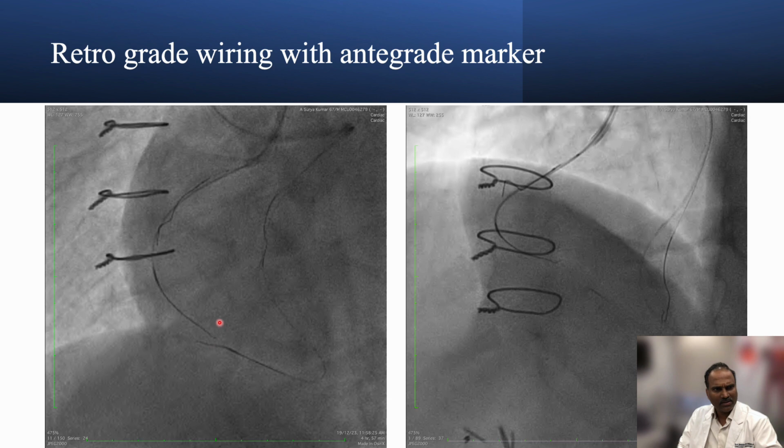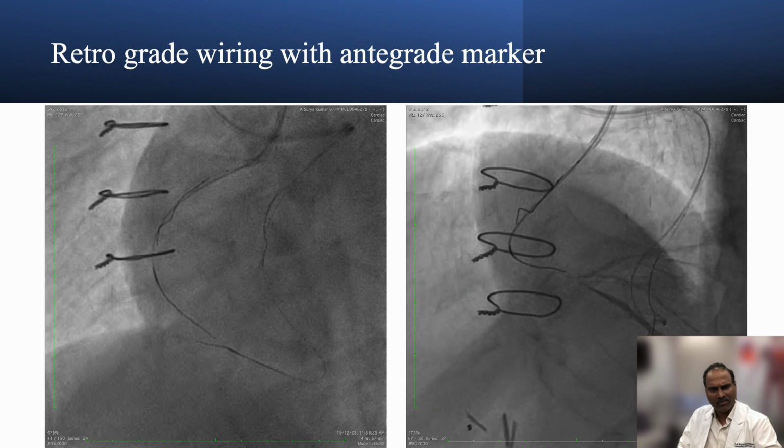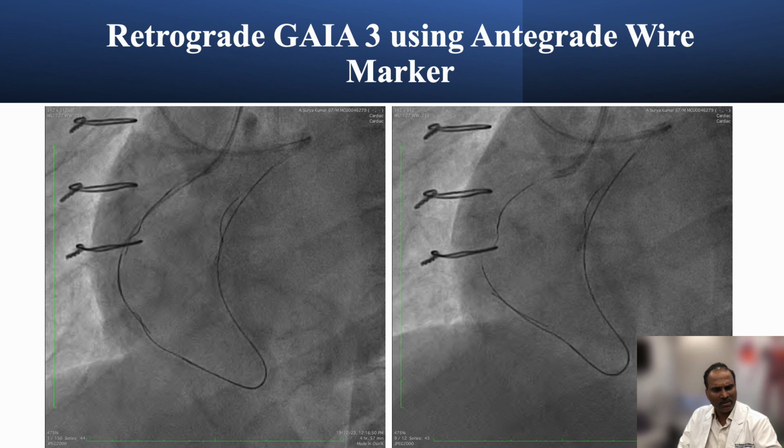And then this was retrograde wiring using the antegrade wire as marker, but again this time also the wire was preferentially going into the SVG, which we overcame by escalating the retrograde wire to Gaia 3, and directing the retrograde wire in two orthogonal views towards the antegrade wire. We could overcome the problem, and you can see now two wires overlapped in the distal RCA.